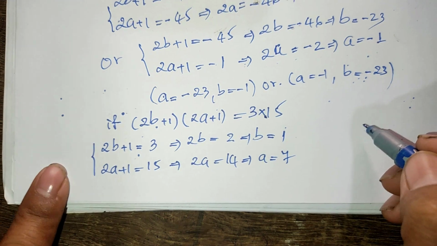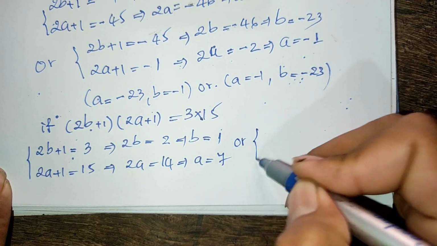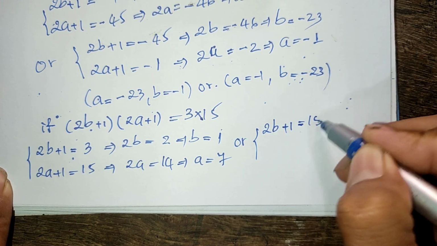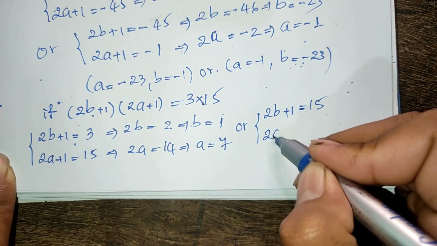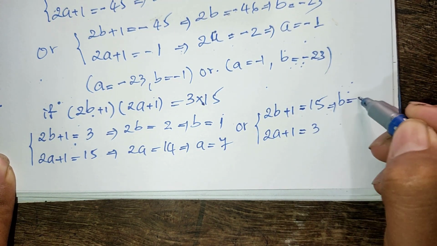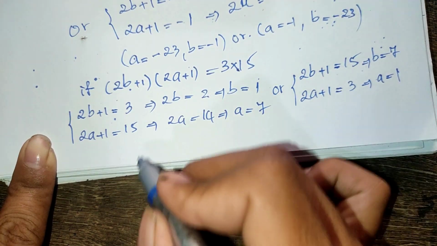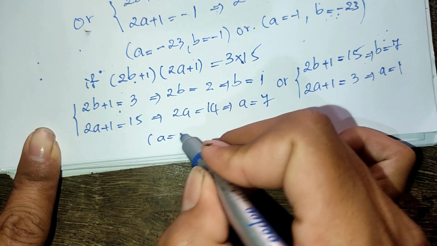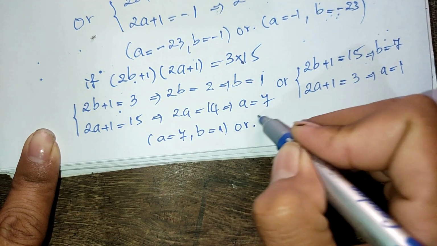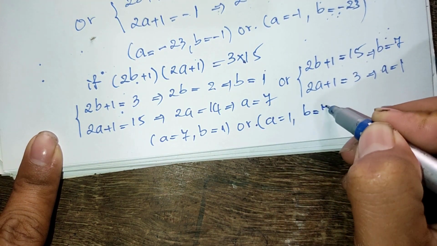And also, we get 2b plus 1 equals 15 and 2a plus 1 equals 3, and we get b equals 7 and a equals 1. So now a equals 7, b equals 1, or a equals 1 and b equals 7.